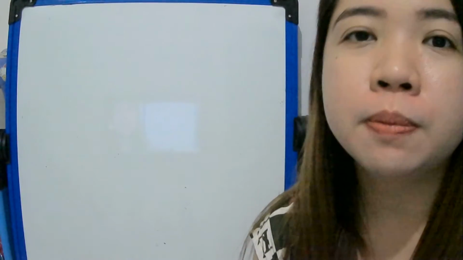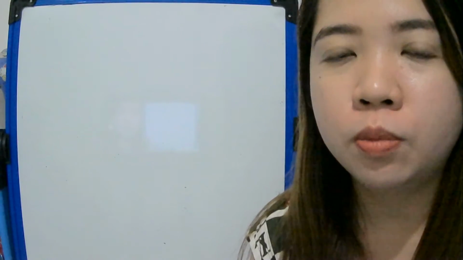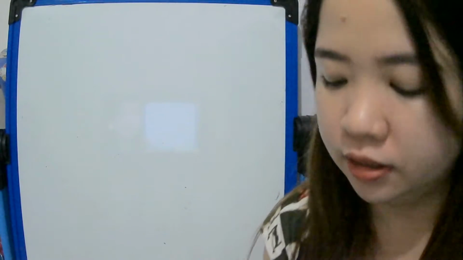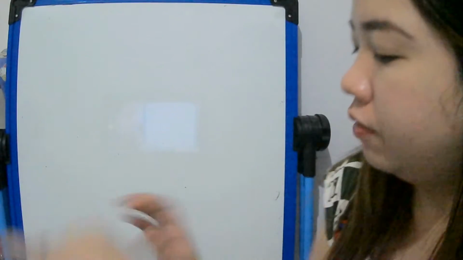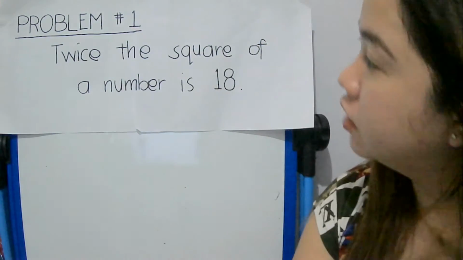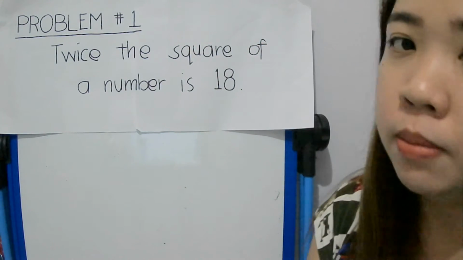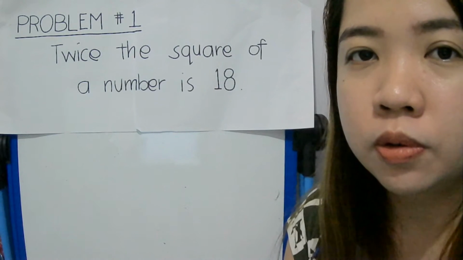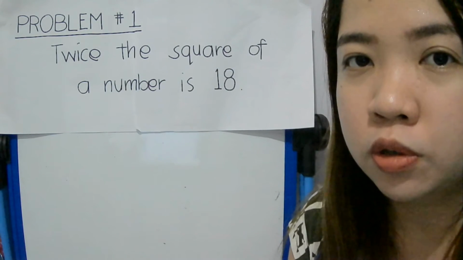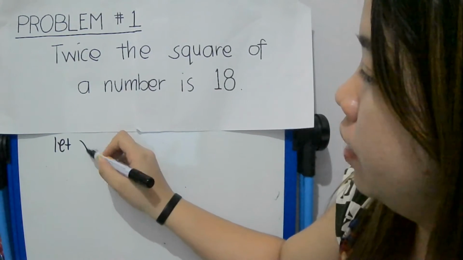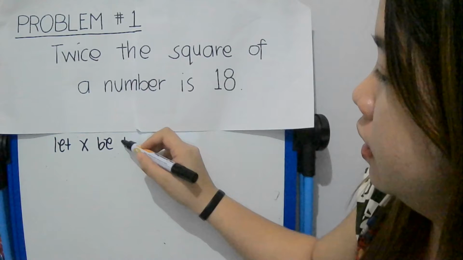Ang i-discuss naman po natin ngayon ay solving word problems involving factors of polynomials. So, let us have the first example. First problem is twice the square of a number is 18. So, since wala tayong idea kung ano yung specific number na yon, we will use a variable. So, here, we let x be the number.